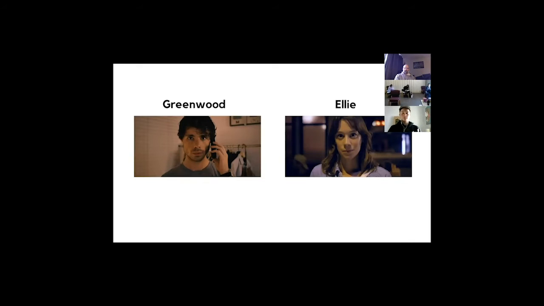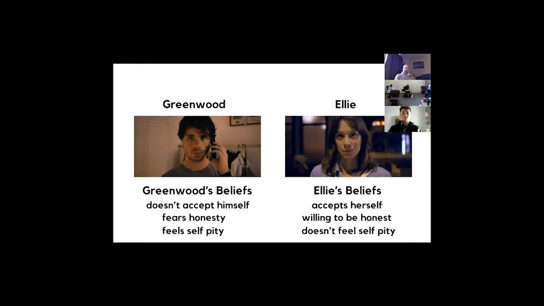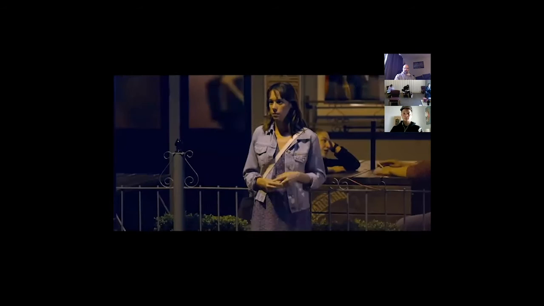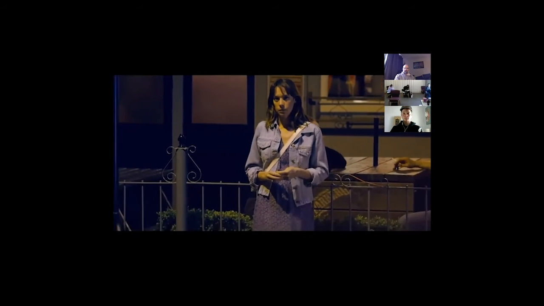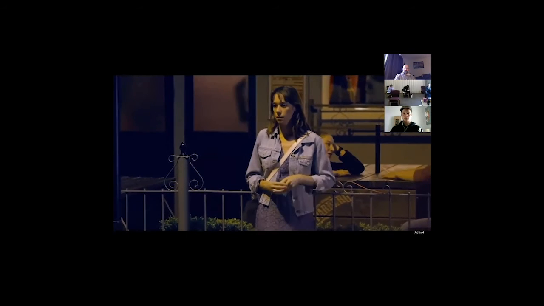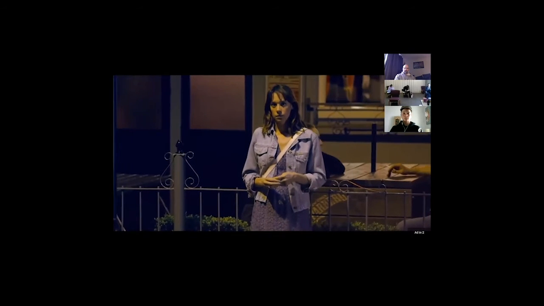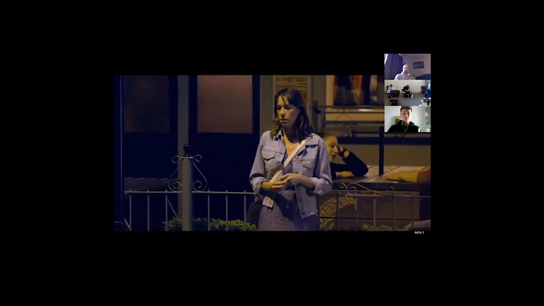beliefs that oppose Greenwood's. Ellie accepts herself for who she is. Ellie is willing to be open and honest. Ellie is not wallowing in self-pity. These are the beliefs that Greenwood must accept. And now Greenwood and Ellie's beliefs are in conflict. If this is the case, then we need to see proof of Ellie's acceptance of these ideas. Ellie needs to have an external problem just like Greenwood.